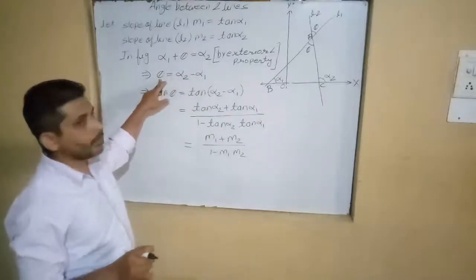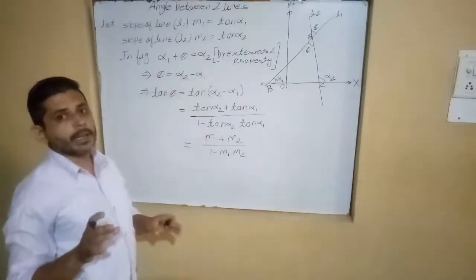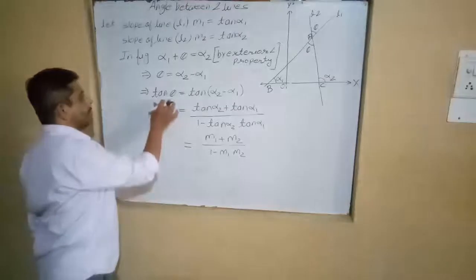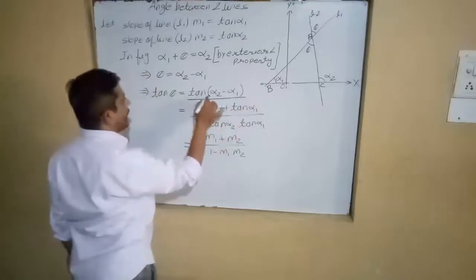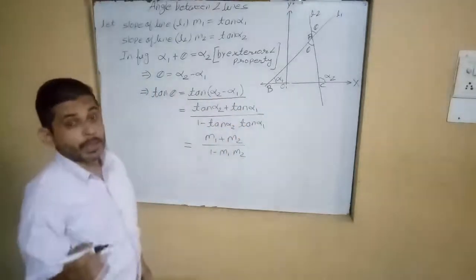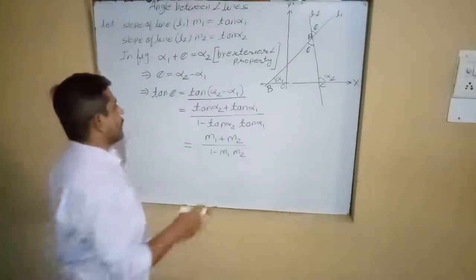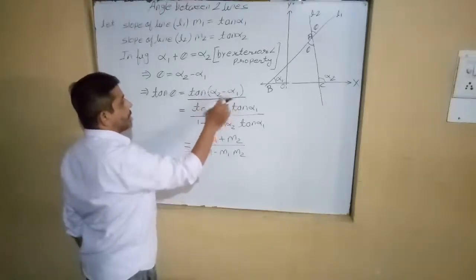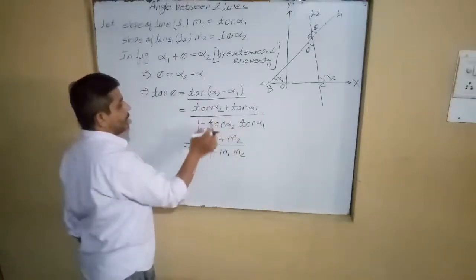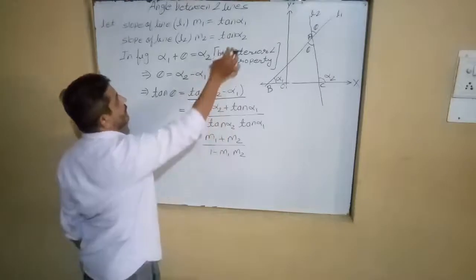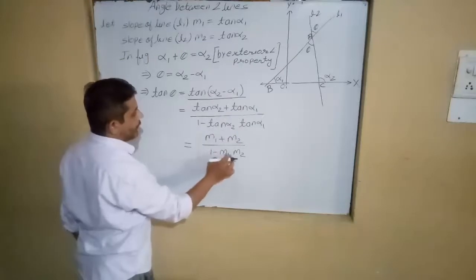And if we talk about the value of theta, what will come? Alpha 2 minus alpha 1. Okay. Now we take tan again on both sides. So tan theta will equal tan of alpha 2 minus alpha 1. Now here we apply the property tan of a minus b, which we read in the third chapter, trigonometric functions. So tan of a minus b is equal to tan a minus tan b upon 1 plus tan a into tan b. Tan alpha 2 we assume as m2, so tan theta equals m2 minus m1 upon 1 plus m1 dot m2.